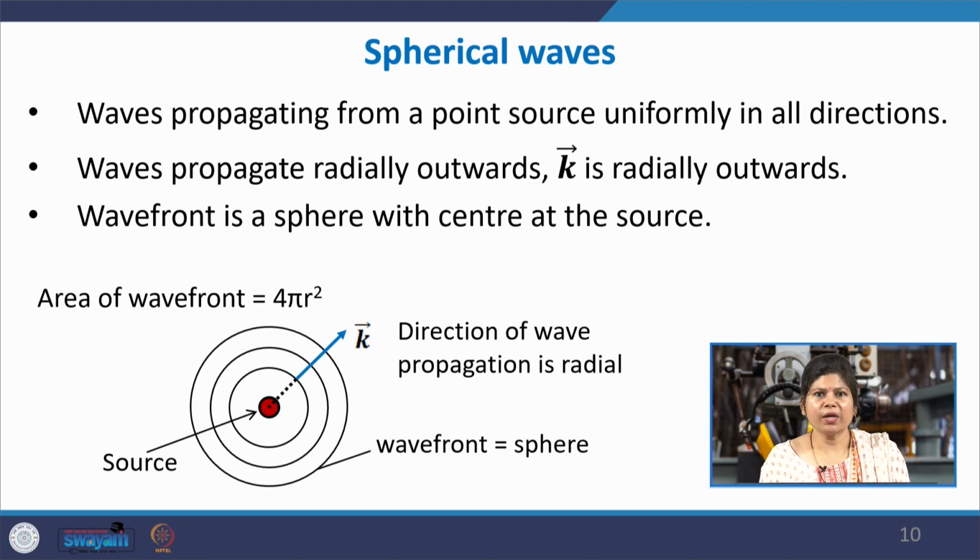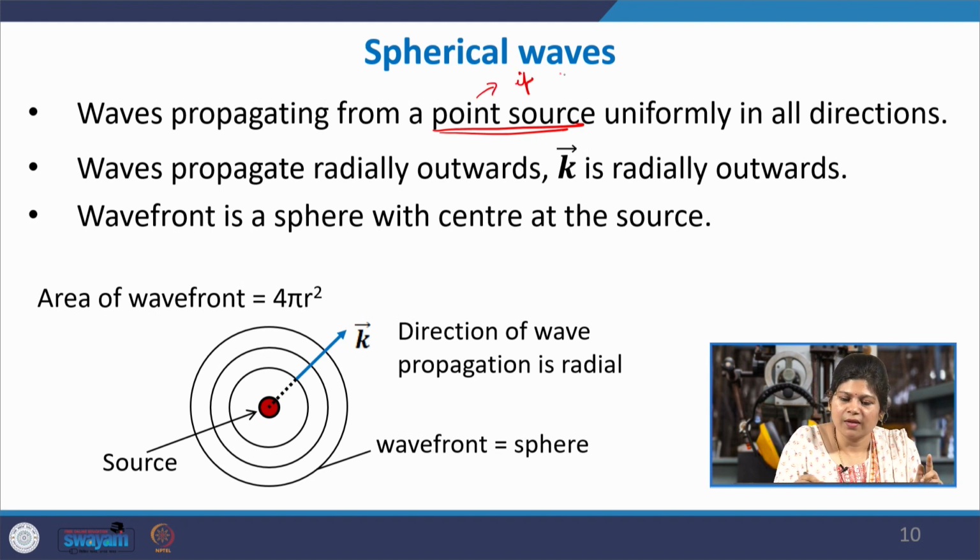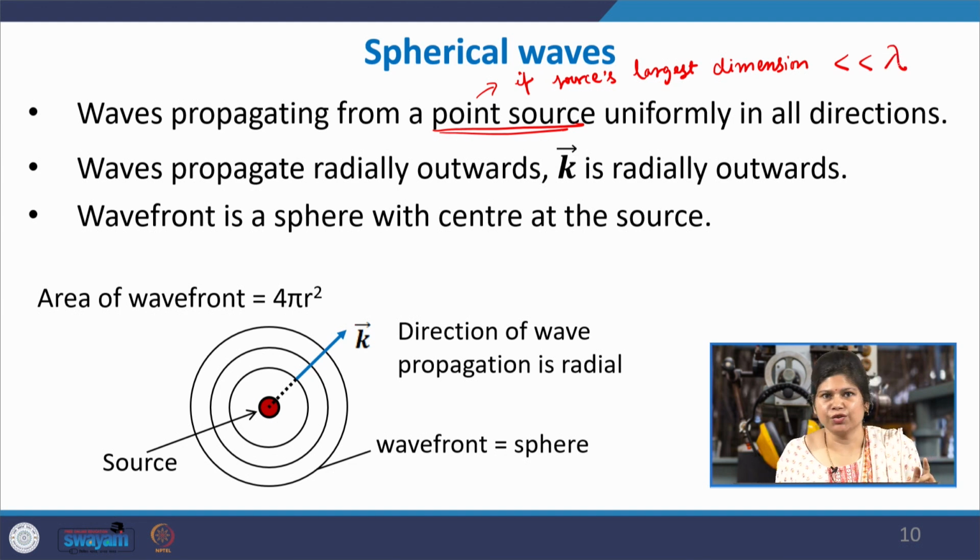Now, let us imagine we have a point source, okay, and this point source is radiating the sound energy uniformly in all directions. Now, what do you mean by a point source? Obviously, in real life we do not have anything that is a point. So, what do you mean by a point source? In acoustics, we will call anything a point source if the source's largest dimension is much smaller than the wavelength under consideration.